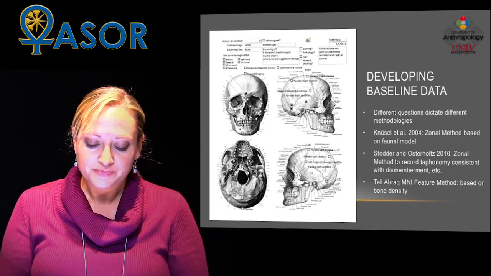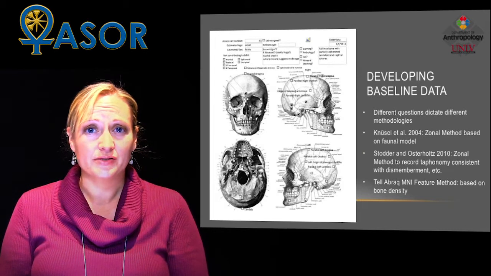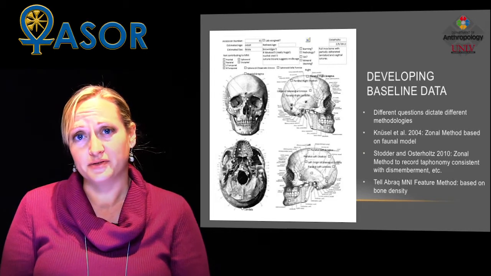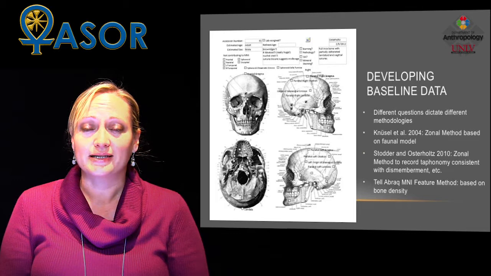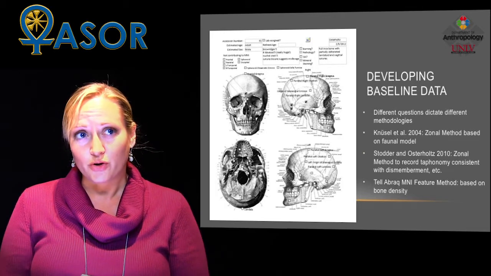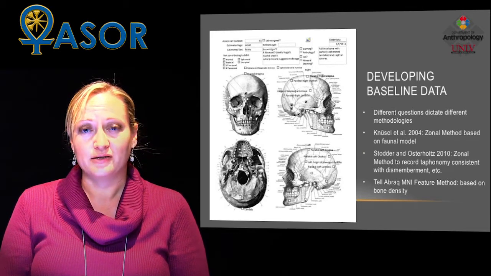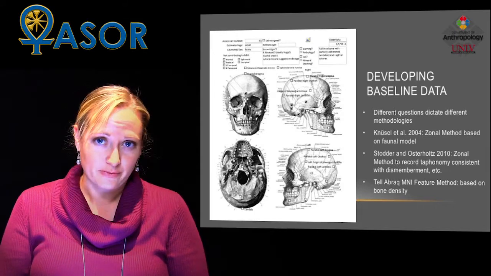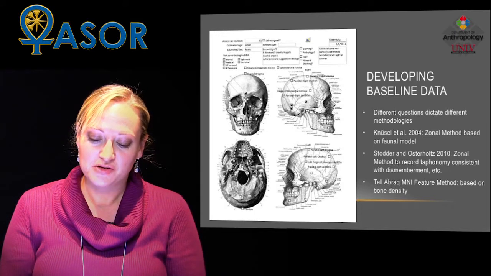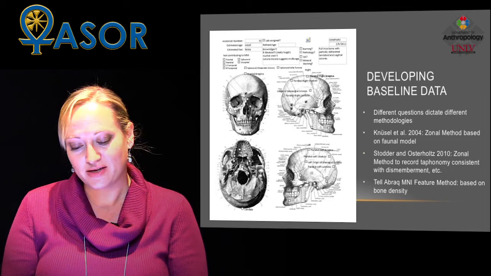And for us, we were interested in areas of differing bone density because it's a natural assemblage. You're not seeing intentional fragmentation. So we went through and scored individual features on each bone, using a modification of Nusselt's zonal method for recordation of fragmentary remains.